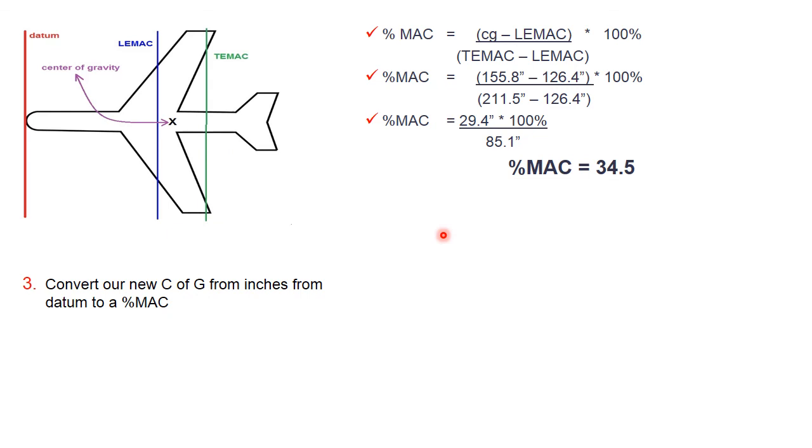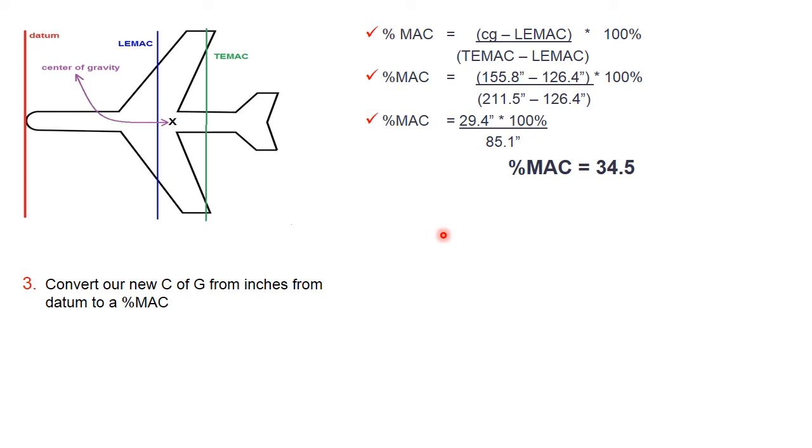The third step in this process is to convert our new center of gravity from inches from datum to a percent of MAC. To do this, we will utilize the formula: percent of MAC equals the difference between the center of gravity and the leading edge divided by the difference between the trailing edge and the leading edge, then multiply this value by 100%.